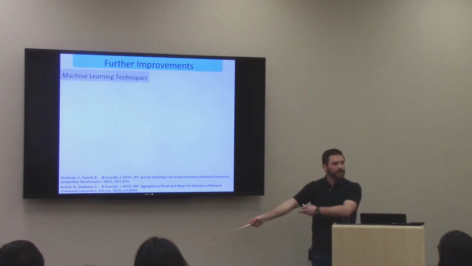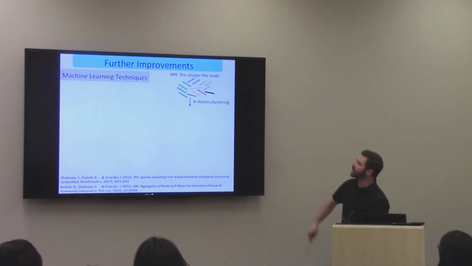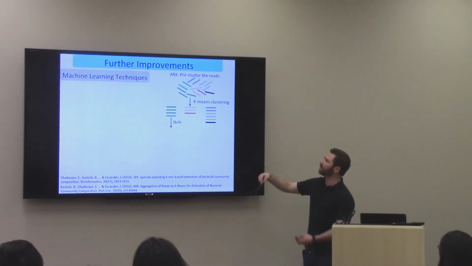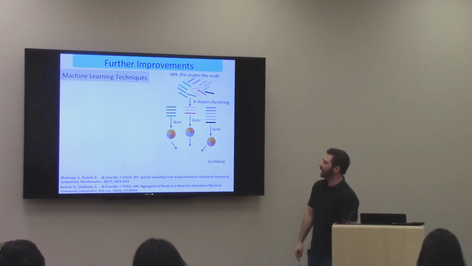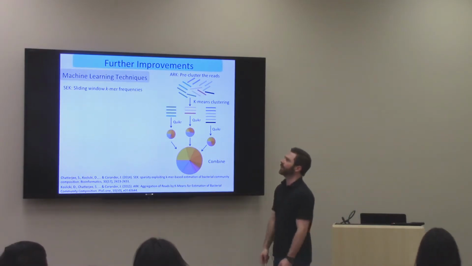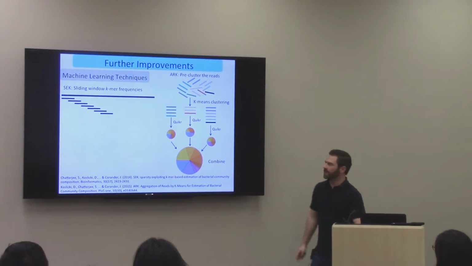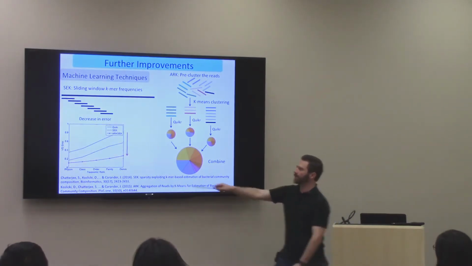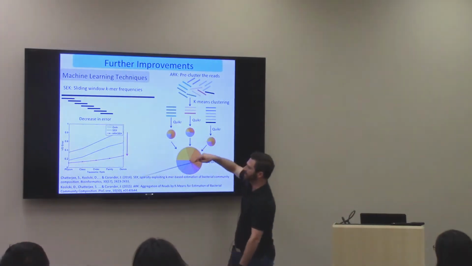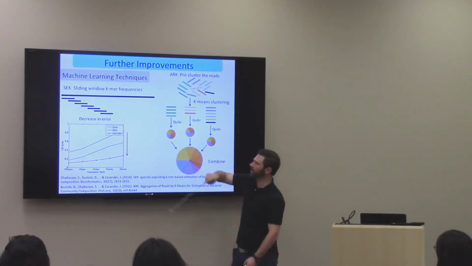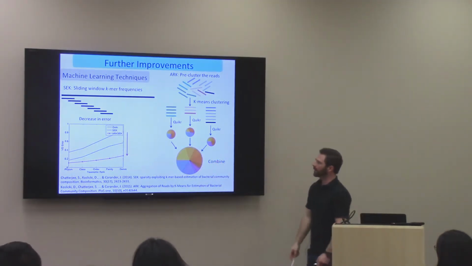Other machine learning techniques that I use, for instance pre-clustering the reads, you can pre-cluster these to attenuate noise and errors, and then combine them together. Or you can do a sliding window approach and make even more columns in that matrix, with the whole point of wanting to decrease error. Original algorithm, add on these sliding windows or the pre-clustering, and there you go.